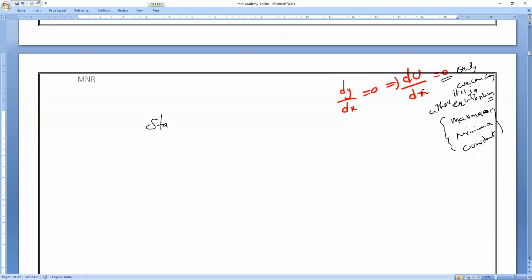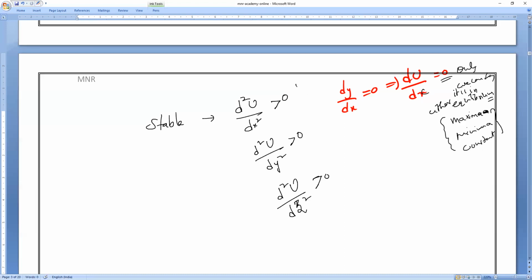If it is a stable equilibrium, you have to prove what, everybody? d square u by dx square must be greater than or equal to 0. If it is acting in the y direction, d square u by dy square must be greater than or equal to 0. If it is acting in the z direction, d square u by dz square must be greater than or equal to 0.